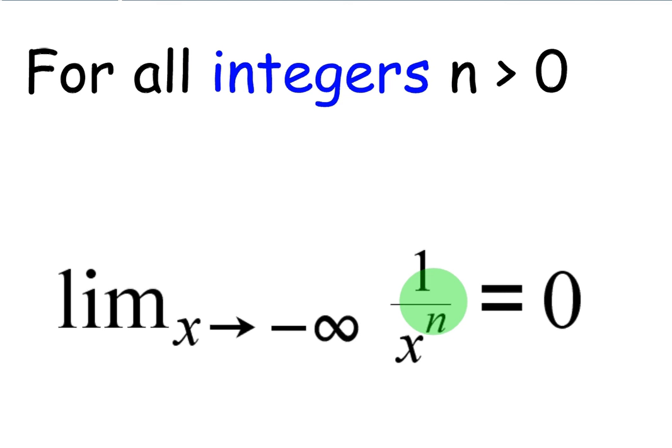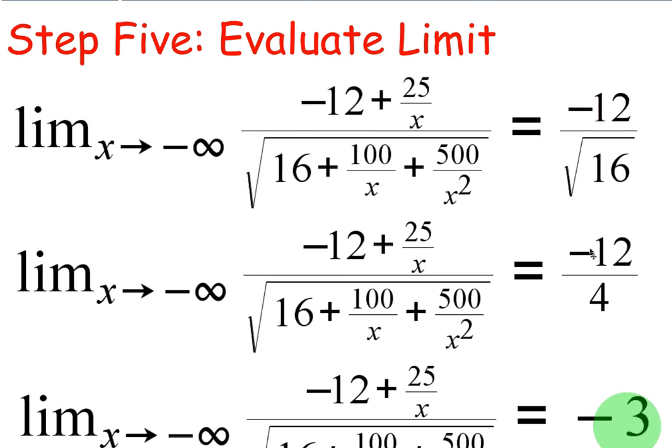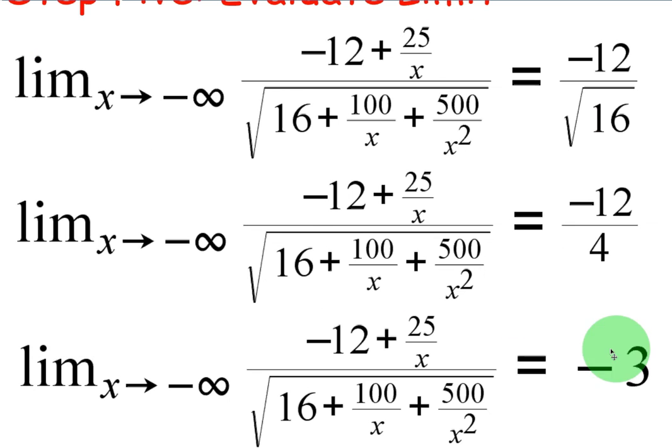Okay, so let's get back to our steps here. The same thing for these on the bottom. 100 over negative infinity just becomes 0, and 500 over positive infinity is still going to become 0. So we're just going to simplify all this. It's going to become negative 12 on top and square root of 16 on the bottom. So square root of 16 is 4, negative 12 over 4 is negative 3, and that's going to be our limit value. So the limit as x approaches negative infinity equals negative 3.